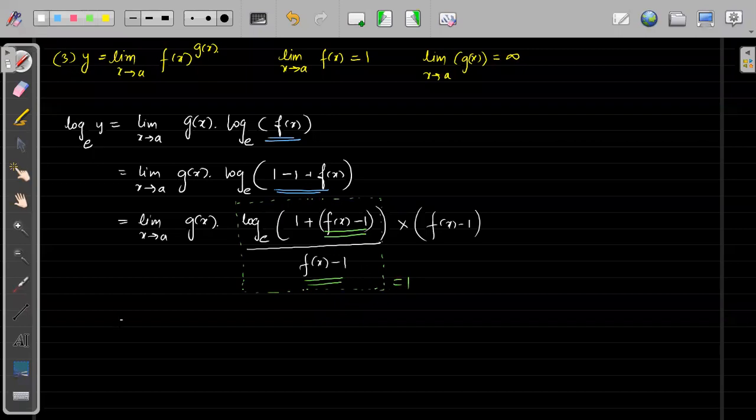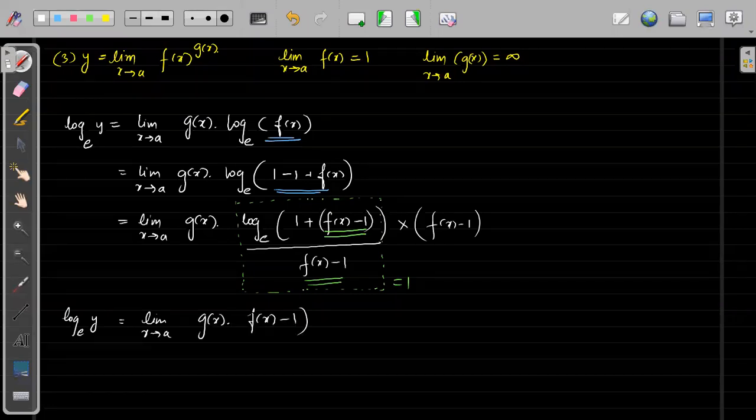So the whole question gets converted to log base e y equals the limit of x tending to a, g of x into (f of x minus 1). This is tending to 0. So now this again is an indeterminate form.